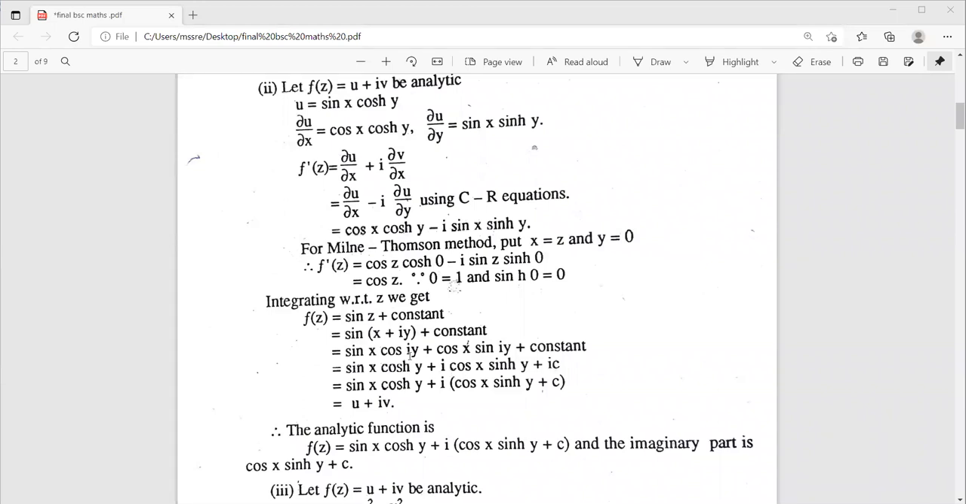Cos iy is just cos hyperbolic y. Sin iy is i sin hyperbolic y. Therefore, you will get i into cos x into sin hyperbolic y plus constant iC. This is sin x cos hyperbolic y. Grouping the i terms, cos x sin hyperbolic y plus c.